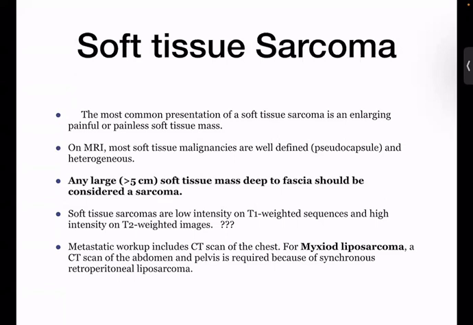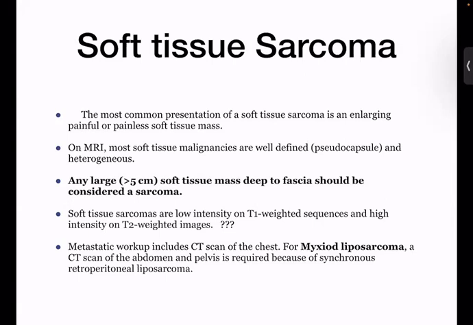On MRI for soft tissue malignancies, usually they have a pseudocapsule surrounding it, and most of the time it's heterogeneous. There are two, let's say, counterparts. For any mass, it's either homogeneous or heterogeneous. Homogeneous is a good sign. Having a heterogeneous mass goes with a worrying lesion. Okay, we're gonna show examples of both.